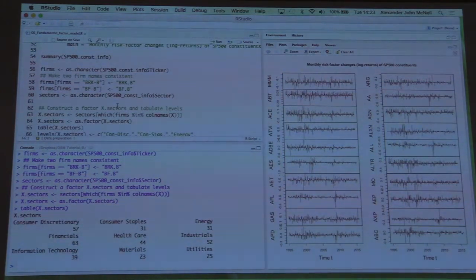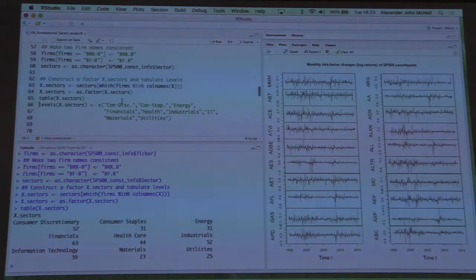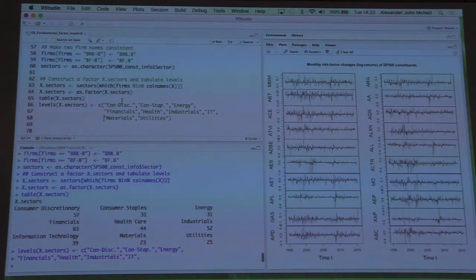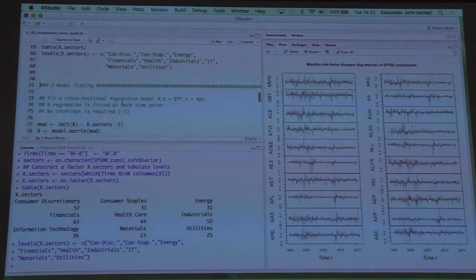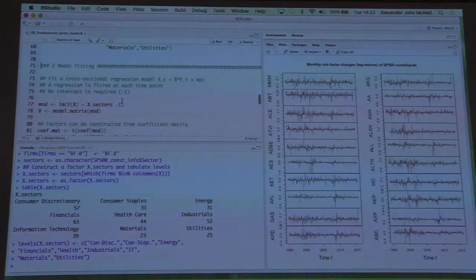I'll just go through a few commands that are not important, and I will do the tabulation. So of those 365 stocks, 57 are consumer discretionary, 31 are consumer staples, and so on. 25 are utilities, 63 are financials. I'll shorten the names. Some of those names are quite long, so I'll shorten the names.